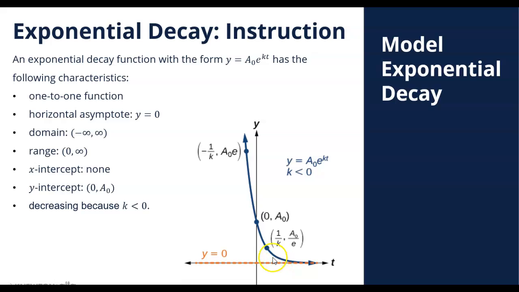And the range is only positive y values. We do not have a graph below the x-axis, and the graph does not cross the x-axis. Therefore, our y values are values greater than 0.